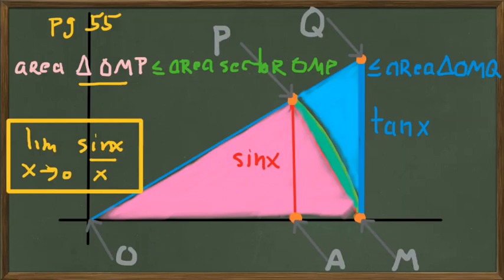And so it should be clear that the area of the pink shaded region is less than the area of the pink shaded region plus the green shaded region, which in turn is less than the area of the pink shaded region, the green shaded region, and the blue shaded region.